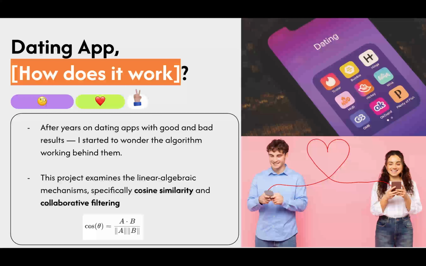I asked around with my friends and peers, and I was surprised that many people shared the same feeling. And I started wondering how it worked behind the scenes. What is the algorithm running behind all these apps? So this project is to examine and learn about this particular algorithm that's used in some dating apps, especially Hinge, which is called cosine similarity and collaborative filtering. As you see in the formula here, cosine theta equals the dot product of the A and B vectors divided by the product of the lengths of A and B.